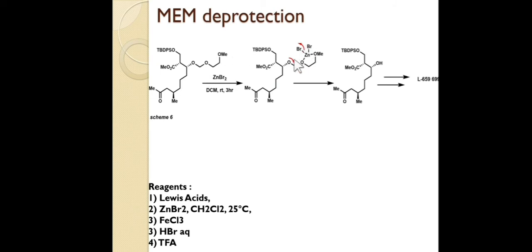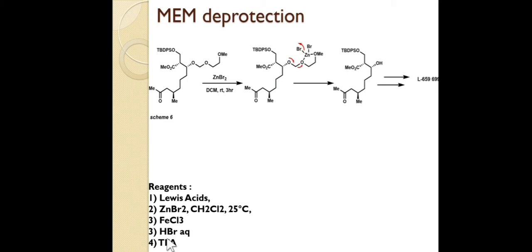These two oxygens coordinate with the metal, in this case zinc, so it coordinates with zinc, and that's why this oxygen provides electron density to the other oxygens. There are some mistakes with this arrow. This oxygen-carbon bond is broken. This is how the deprotection takes place, and we get the free OH group over here, with the help of Lewis acid such as ZnBr2 as well as FeCl3.